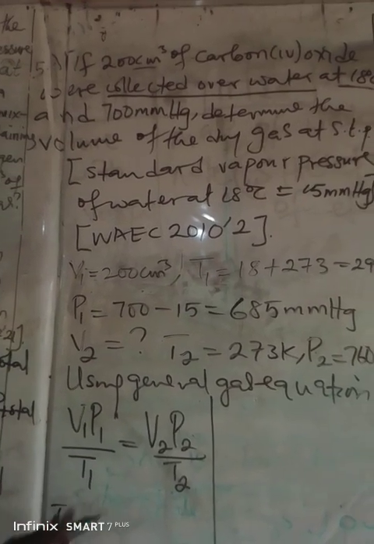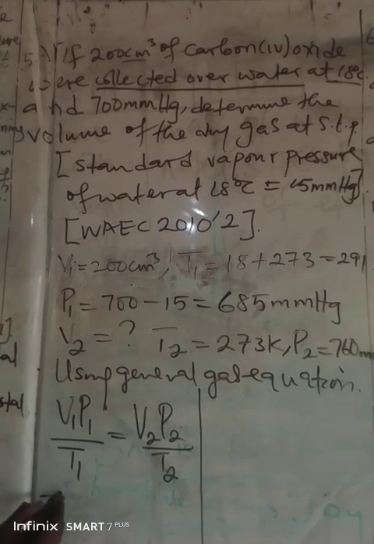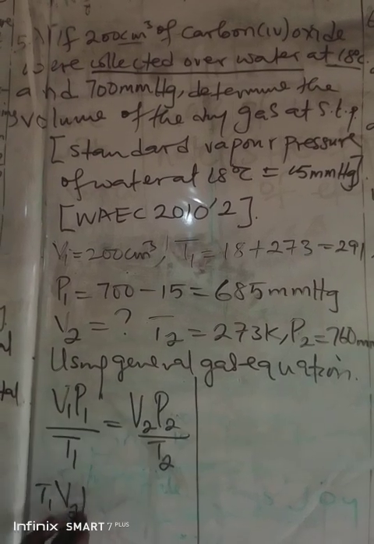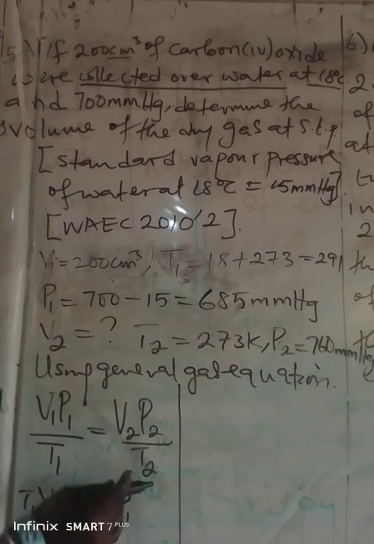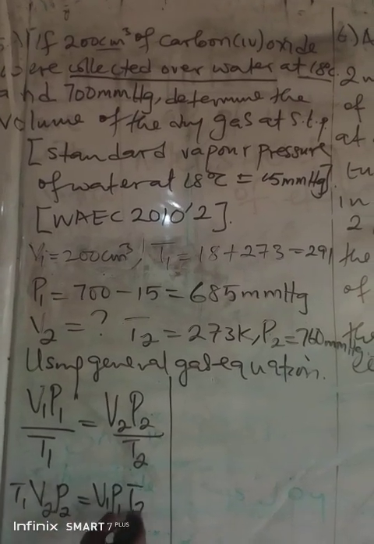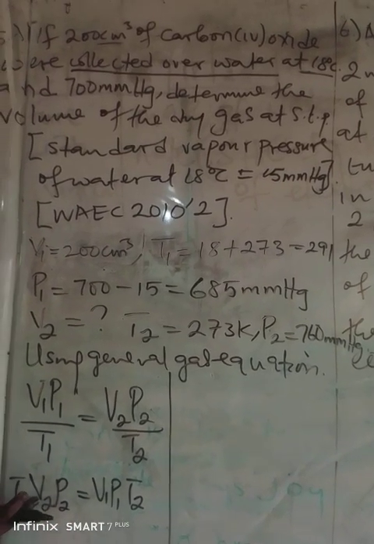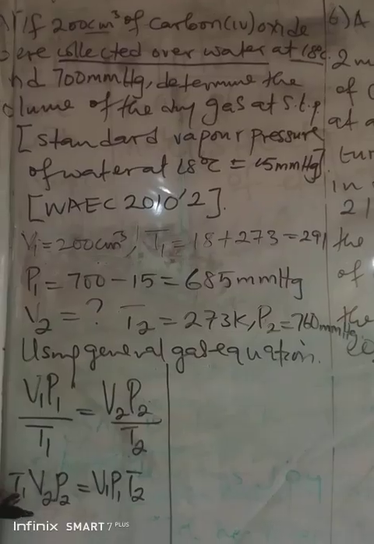T1, which is this one, times V2. Then P2 equals, now all this one here, P1, then you need to multiply by T2. This one, T2. What am I looking for? I'm looking for V2. You divide both sides by T1 and P2 surrounding it.